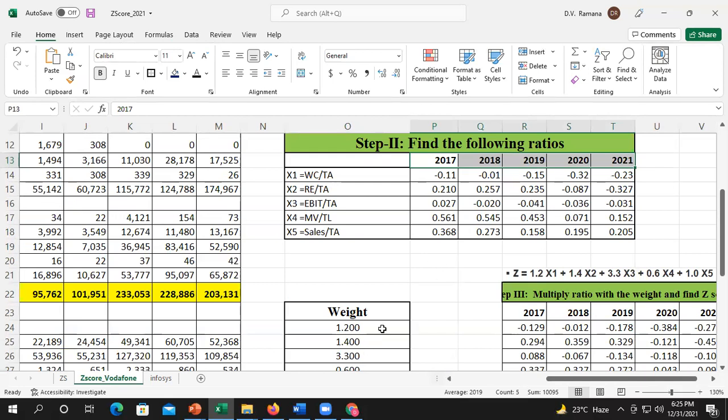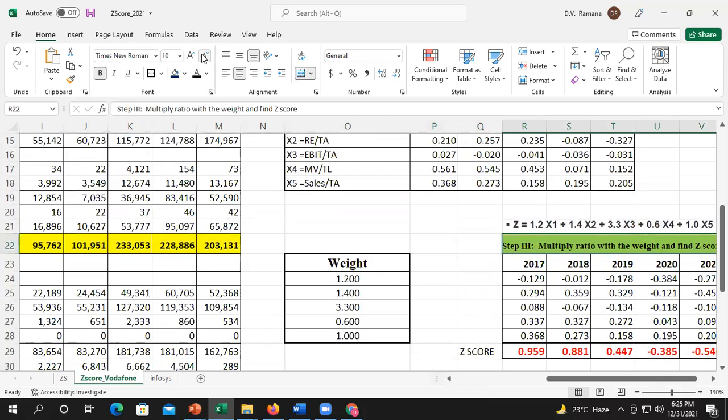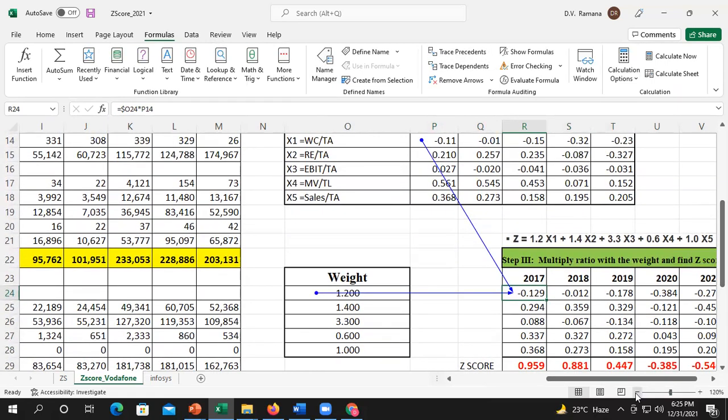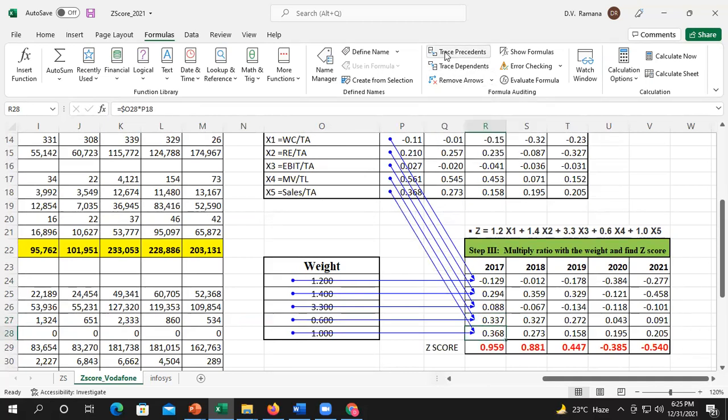and used these weights as given in the model to derive the Z-score. So the model is multiplying the weight into the ratio, that is X1 into 1.2, X2 into 1.4, X3 into 3.3, X4 into 0.6, and X5 into 1.0. So then we added them together and we got the Z-score.